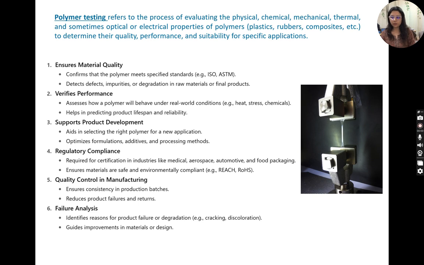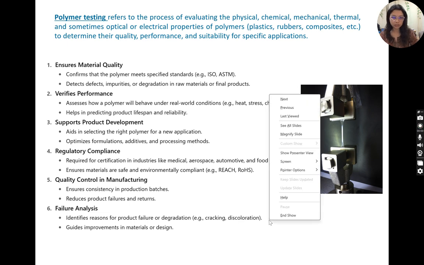So starting with, what is polymer testing? Polymer testing refers to any process to evaluate the physical, chemical, mechanical, thermal, and sometimes optical or electrical performance of polymers, plastics, rubbers, and composites to determine their quality, performance, and suitability for specific applications. Whatever applications we are targeting, we need to test how that polymer or material behaves. So we can test their physical properties, chemical properties, mechanical and other properties. Why are these properties required? Here are some key important points on why testing is required.